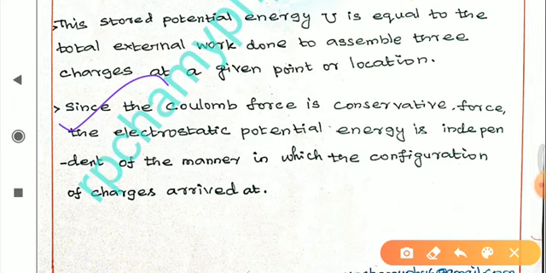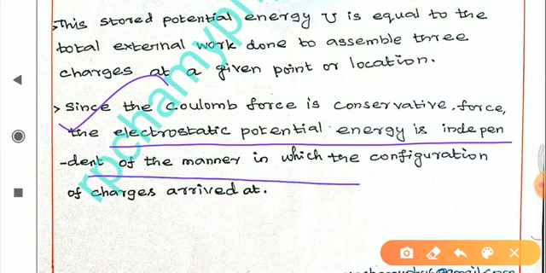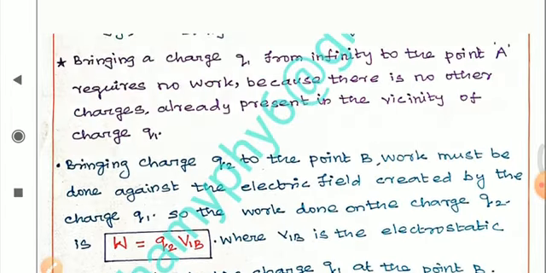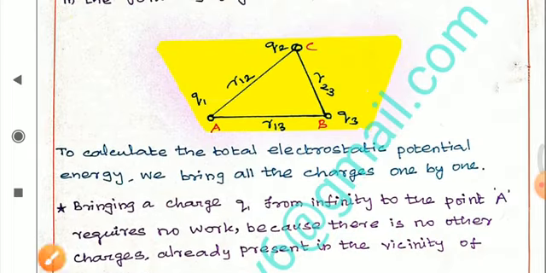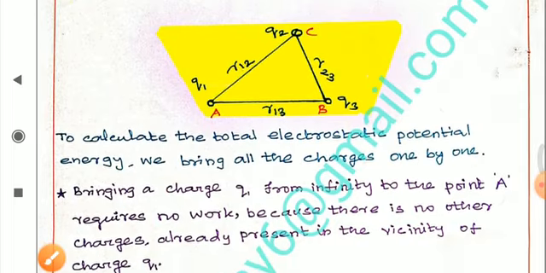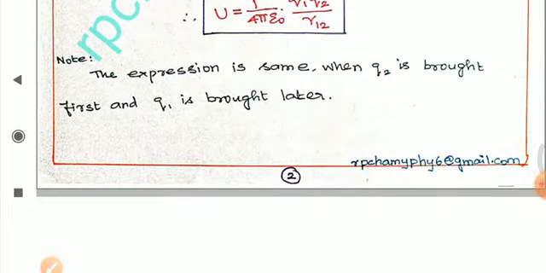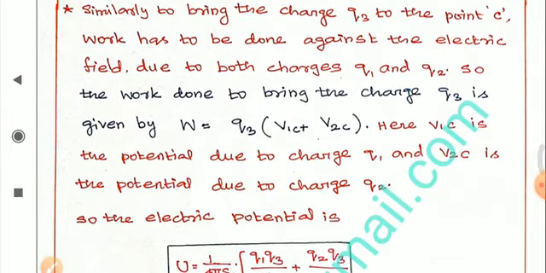Since the Coulomb force is conservative, the electrostatic potential energy is independent of the manner in which the configuration of charges arrived. From which place to which place is not important. Configuration does not matter, because whether the charges are placed at the vertices of a triangle, or located in some other places in space, whatever it may be, the configuration is not the matter. So these are the important points we have to remember in the concept of electrostatic potential energy due to three point charges or a system of point charges.